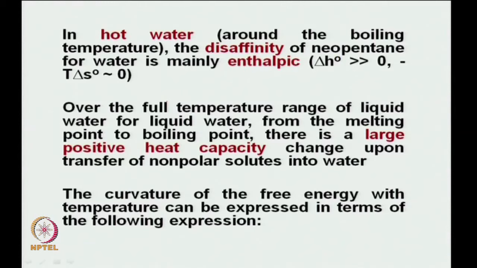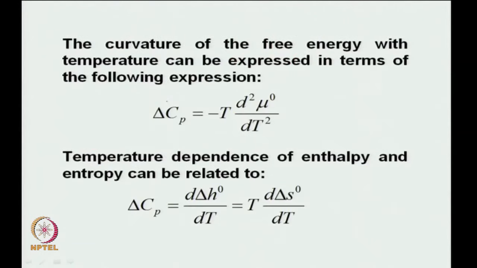So over the full temperature range of liquid water, from the melting point to boiling point, there is a large positive heat capacity change. And how do you know that? We will come to that in the next slide. And next point, the curvature of the free energy with temperature can be expressed as follows. Delta Cp, this can be derived, is minus T d2 mu 0 over dT squared. So the curvature is always given by the second derivative.